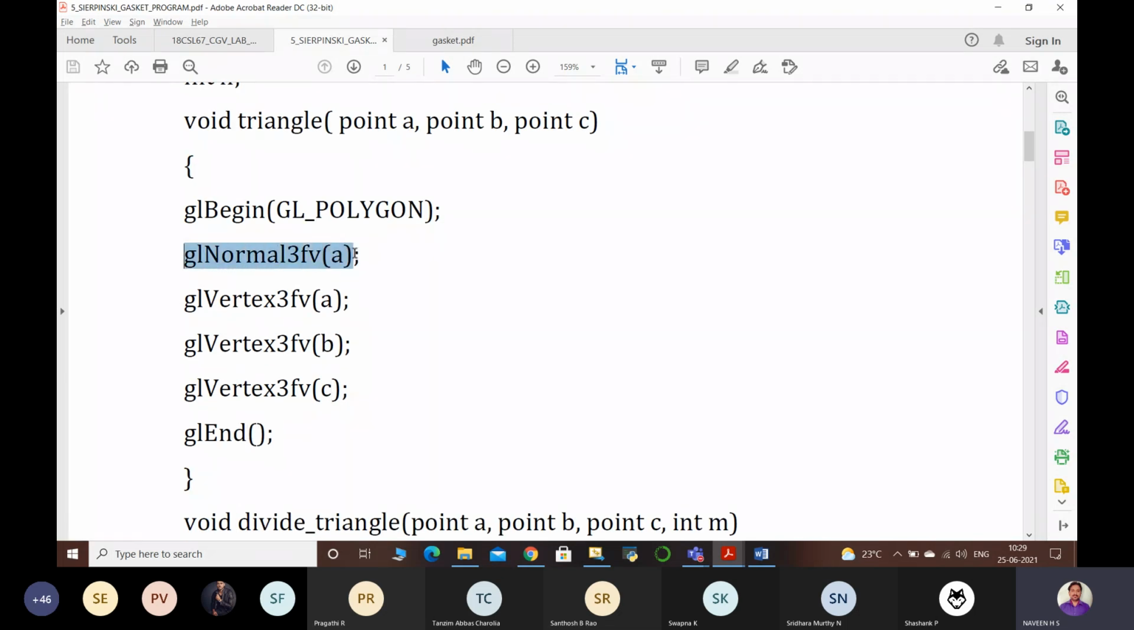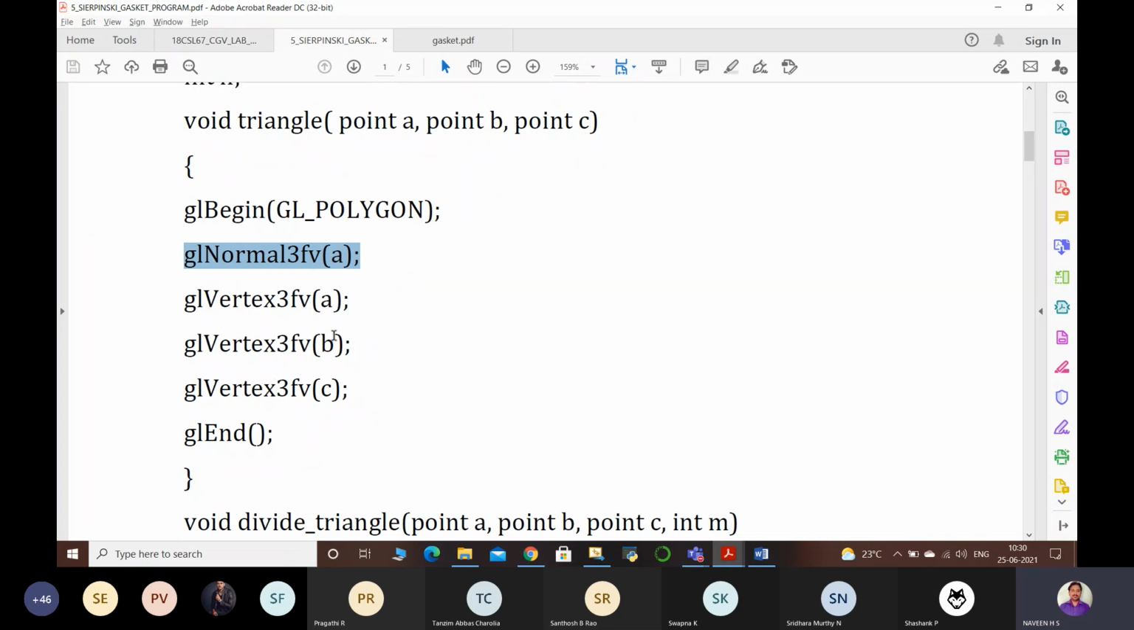You can observe one more function I have included here, glNormal3fv. This is optional. If you want, you can write it. Otherwise, you can remove this also. Suppose, because we said for each vertex we are assigning one color, in that particular vertex we are equally distributing the intensity of the color. The equal distribution of intensity will take place if you use this function, just equal distribution of intensity at a particular vertex. If you want that, you can go for this. It is optional. Otherwise, you can remove it and specify only these three vertices.